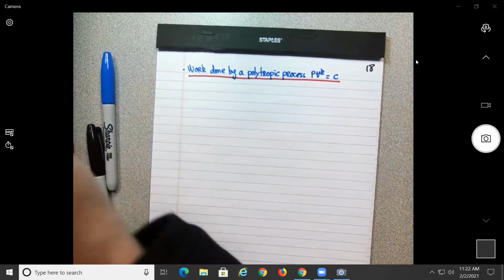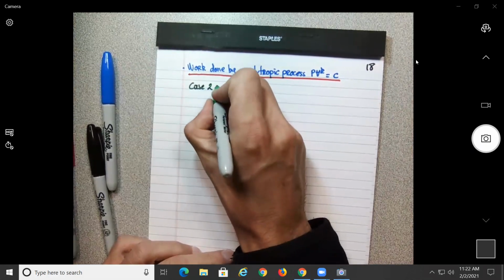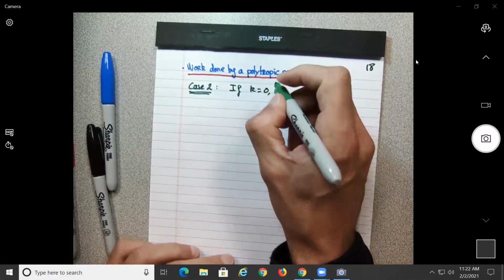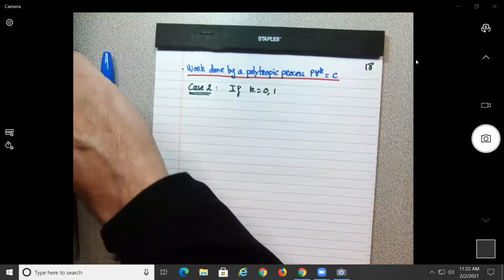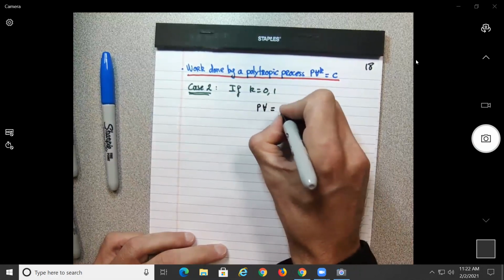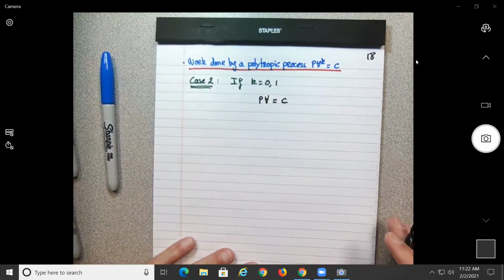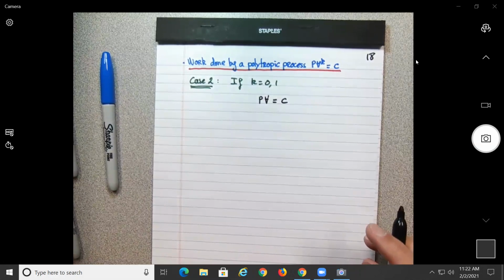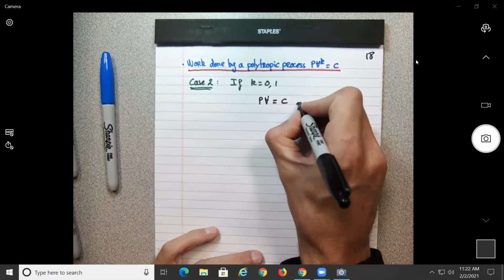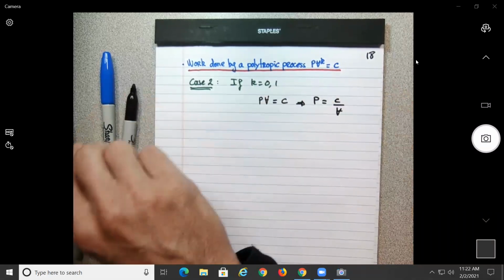So case 2, if K equal to either 0 and 1, in that case, what do we have? PV equal to a constant, okay? Or over here, we could say that pressure will only be equal to constant over V.